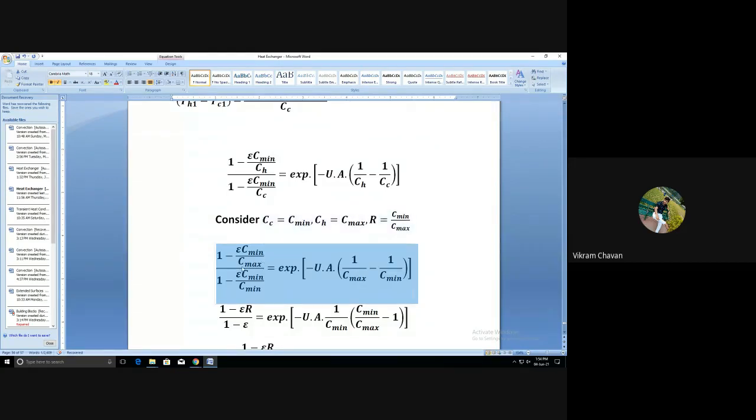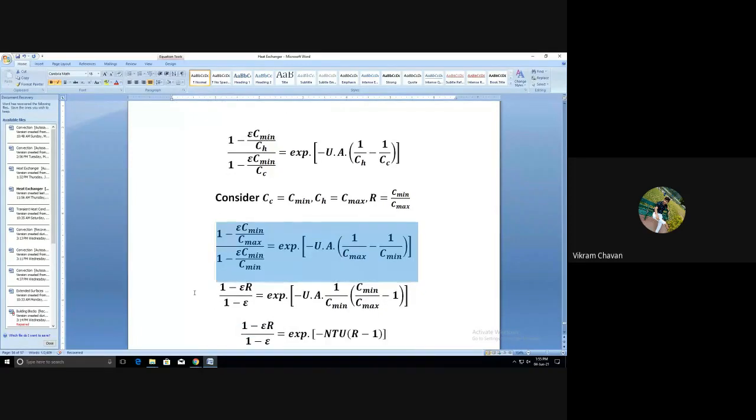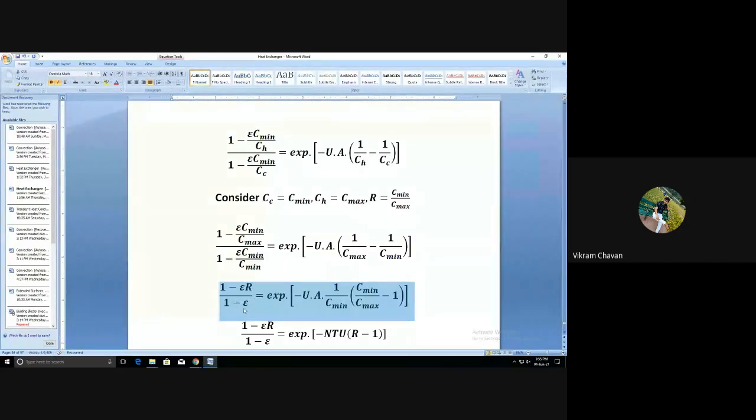And here Cmin divided by Cmax is nothing but R. Cmin divided by Cmin will be cancelled, and from this bracket 1 upon Cmin we have taken common. So we will get the equation (1 minus effectiveness R) whole divided by (1 minus effectiveness) equal to exponential of minus U multiply by A multiply by 1 upon Cmin in the bracket (Cmin divided by Cmax minus 1), bracket complete, square bracket complete.